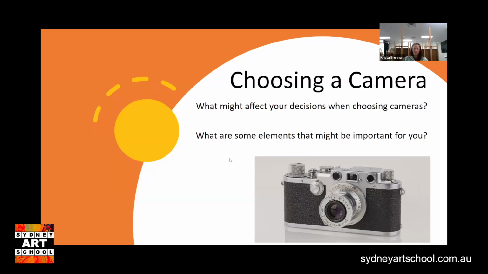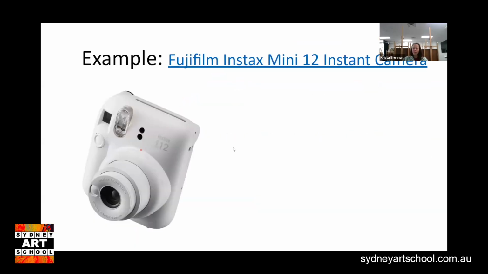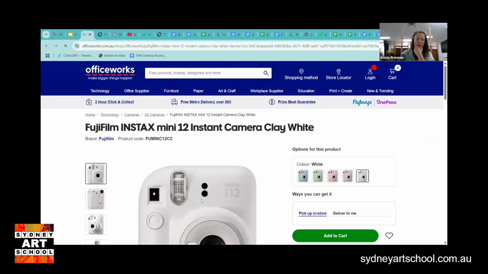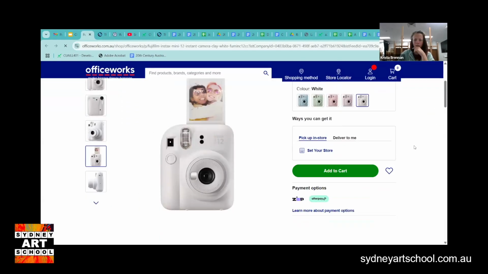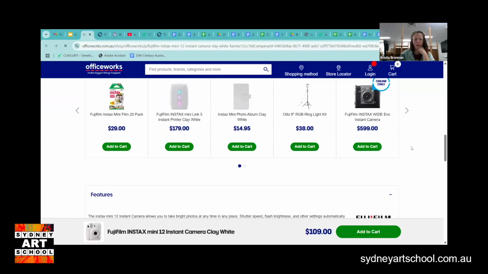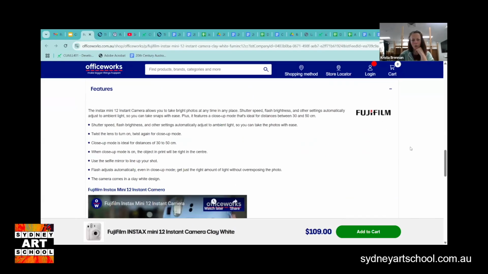Excellent. All right. Let's have a little look then at an example. This is a slightly different example to what we've talked about so far. You may or may not have seen these before. This is a Fujifilm Instax Mini 12 instant camera. We'll have a little look at the specifications of it. So $109. It's essentially like a small Polaroid, but it's made by Fuji.